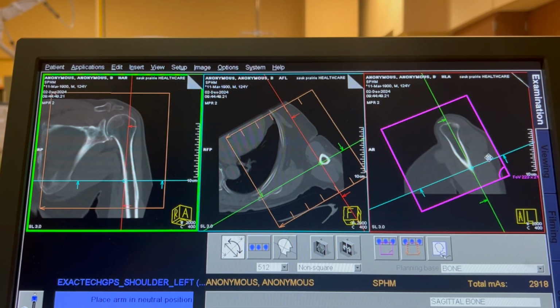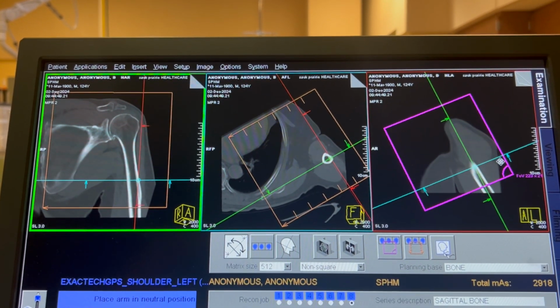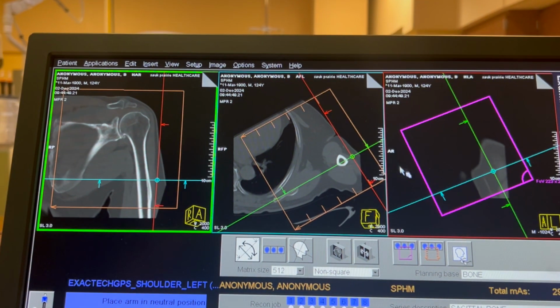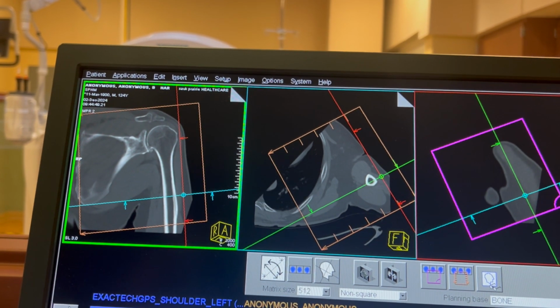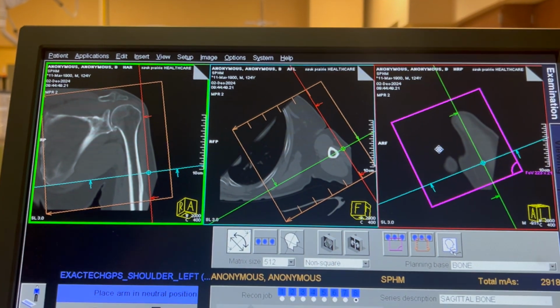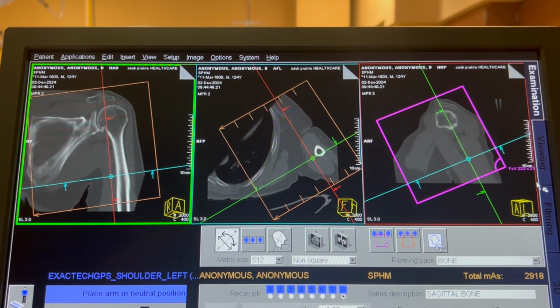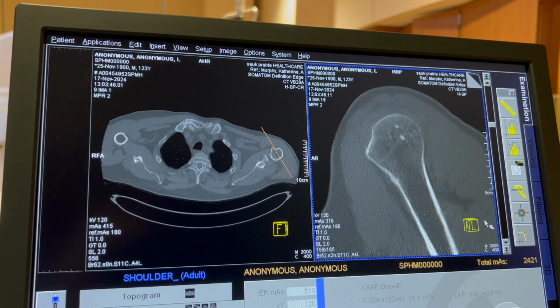Next, we need to adjust the reconstruction plane for the image on the left. The goal is to align the sagittals to intersect the humerus in a single plane rather than in segments. To achieve this, simply rotate the red reference line on the left image so that it runs parallel to the humerus. And there you have it, a pretty good sagittal.